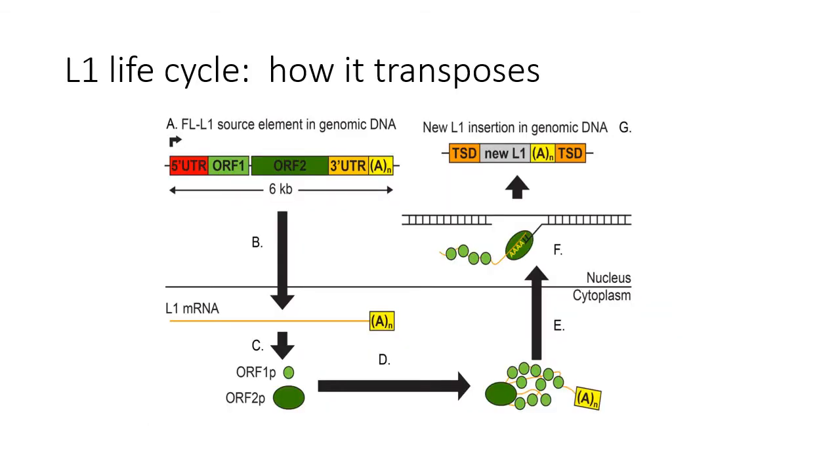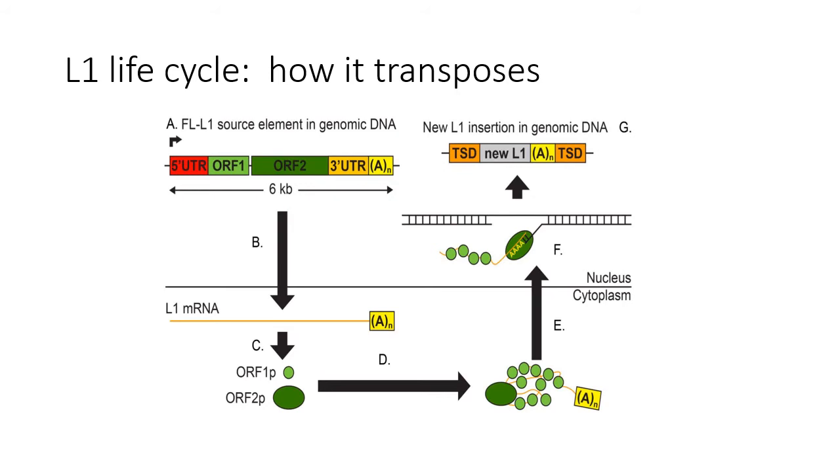Okay, so how it transposes, and this is somewhat weird. The full-length element is the source, and it needs to be transcribed from beginning to end to form a full-length 6 kb RNA, which then goes to the cytosol for translation of the ORF proteins. So we can produce ORF1 and ORF2 in the cytosol, where they will then associate with the L1 RNA itself, which seems odd. But it does.